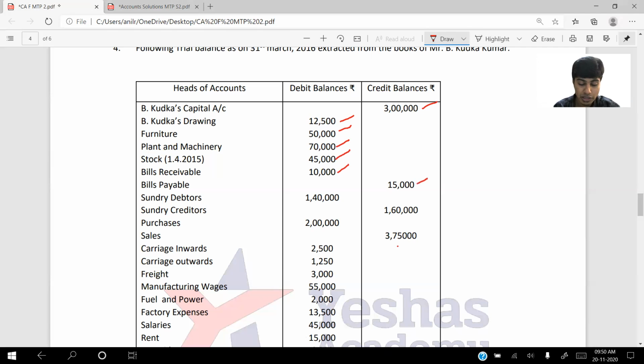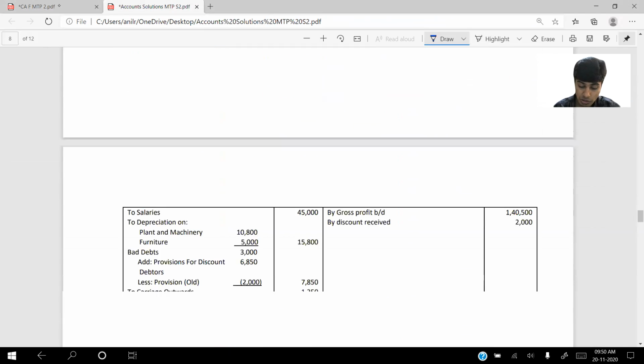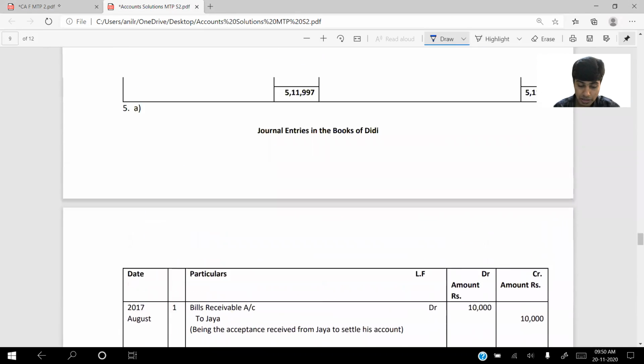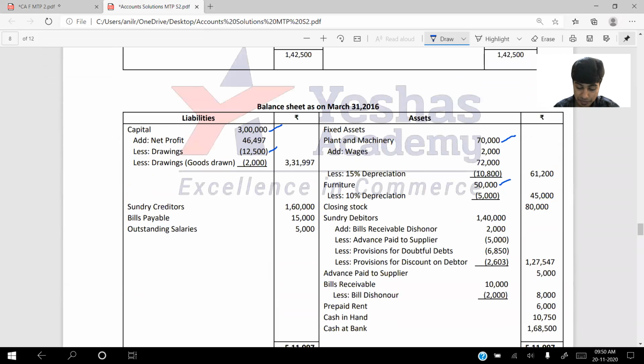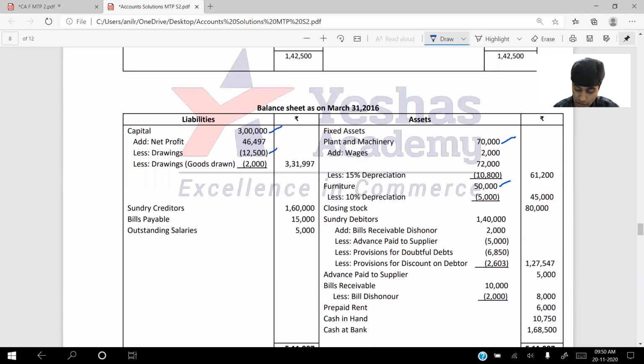Bills payable 15,000. Bills receivable is an asset. This is a liability. 10 and 15. Have a look. Bills receivable, bills payable, 10 and 15. Bills receivable is an asset, 10,000. Bills payable, liability, 15,000.